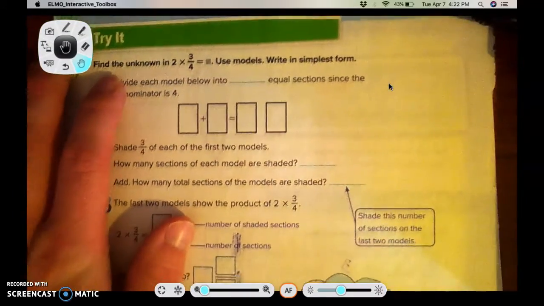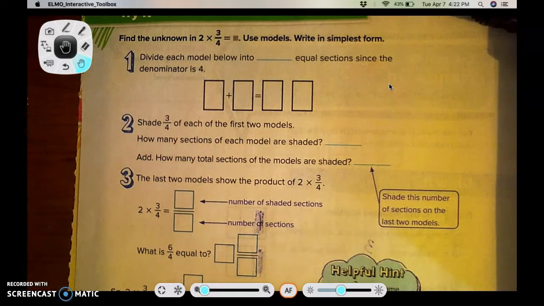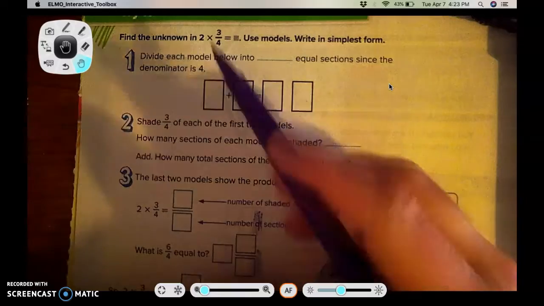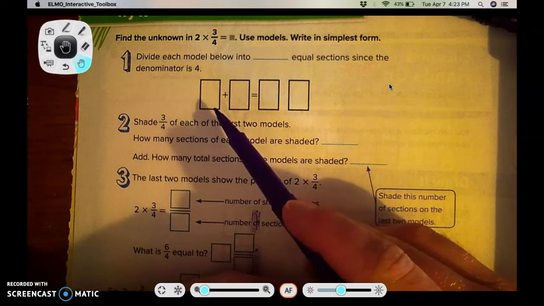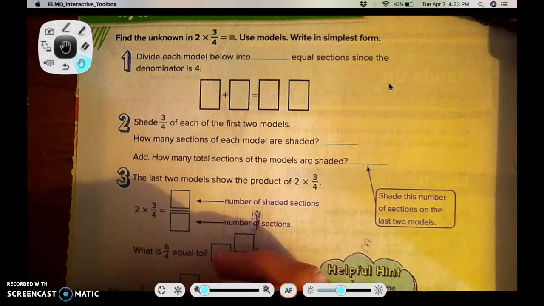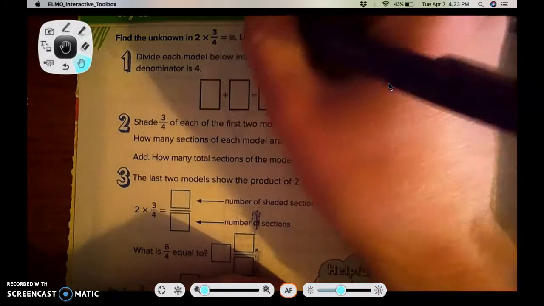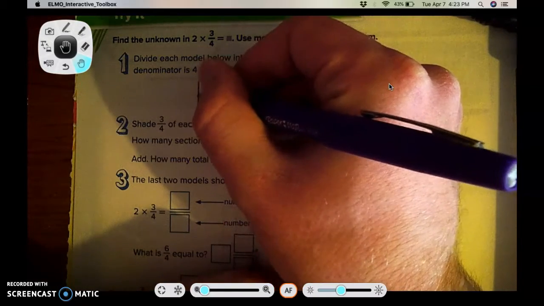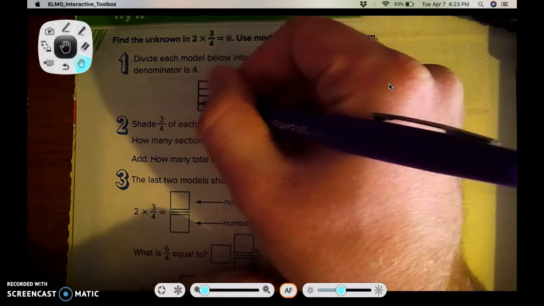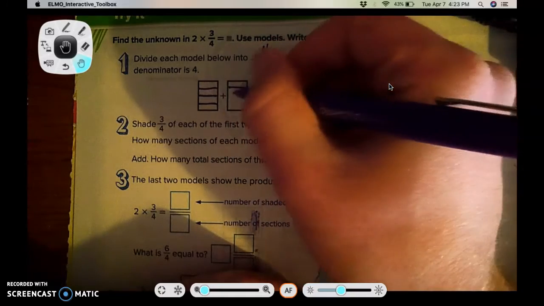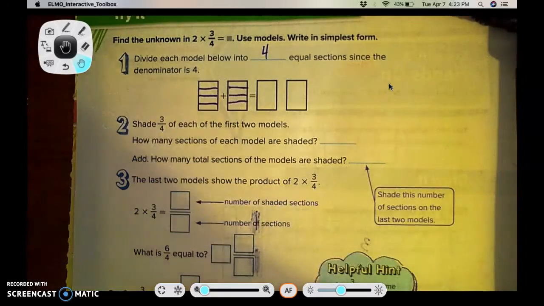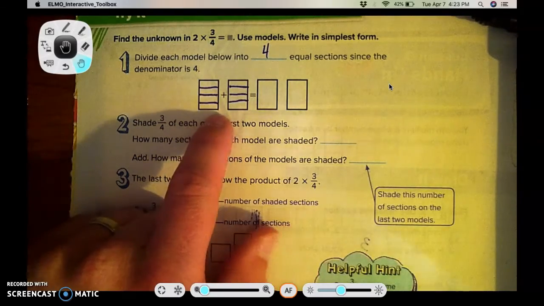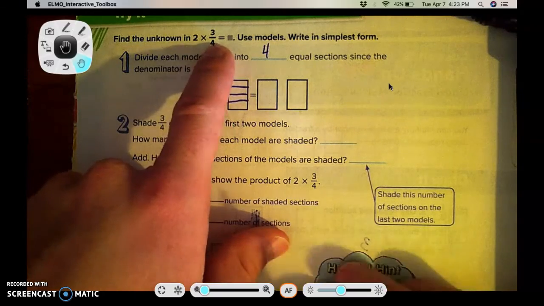So on the back side of that one, it says find the unknown in 2 times 3/4 equals. We just want to solve 2 times 3/4, or 3/4 of 2. So again, our 2 wholes are going to be these models here. It says divide each model below into how many equal sections, and since the denominator is 4, we're going to divide it into 4 equal sections. So we have fourths. So this whole number I'm going to divide into fourths. Same thing with this one. Okay. So now each of these whole numbers is broken up into fourths, and we have 3 out of those 4 equal pieces for each of those.